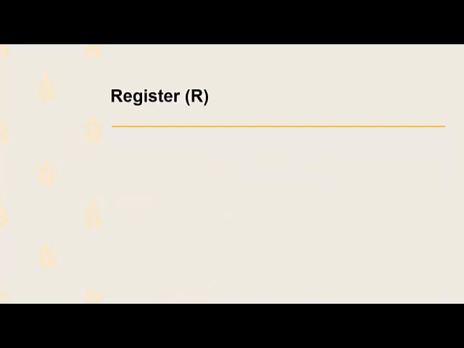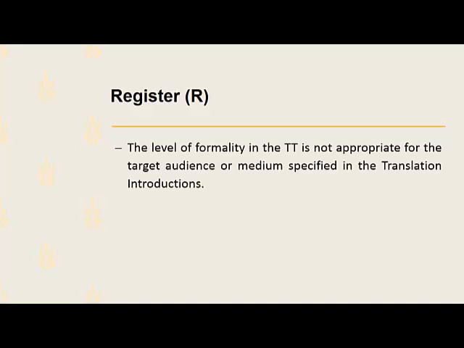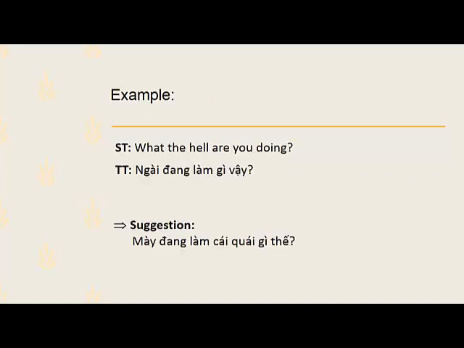Register. Register error occurs when the level of formality in the target text is not appropriate for the target audience or medium specified in the translation instructions. For example, the source text: what the hell are you doing? And the target text: ngài đang làm gì vậy? We can see the phrase "what the hell" is used in an informal situation.